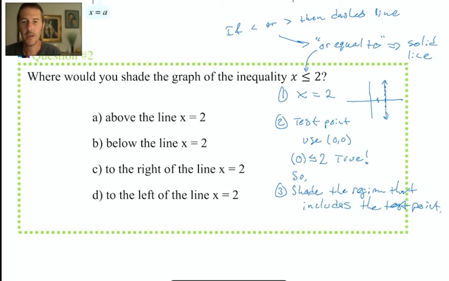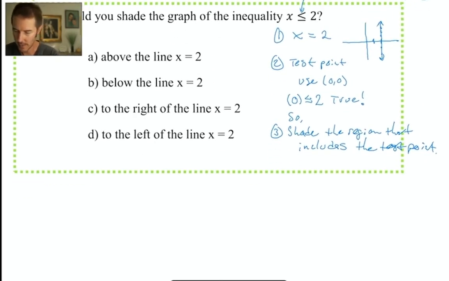Now, if we had tested a point that was on the right-hand side of the vertical line and it had tested true, it wouldn't happen in this case, then we would be shading to the right. But since 0, 0 is to the left of our vertical line, we're going to shade the left-hand side.